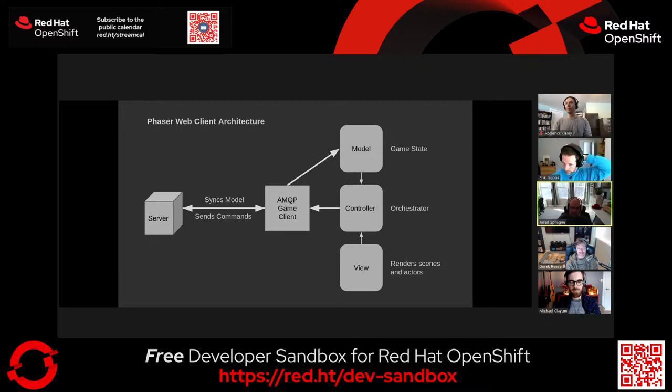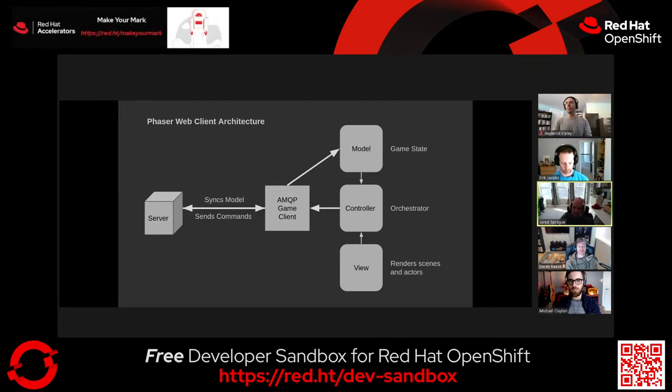The entire model is always on the server. We can do some optimizations in the future where only partial bits of the model get synced to the client because it could be really huge. So the game client is constantly syncing the model. And then we have the controller, which is like the orchestrator. The view takes that model and renders it. So it paints all of the players on the screen and basically the state of the world. And then the controller does any kind of orchestrating, like handling key commands that have to send a command to the server via the game client. That's what that relationship is for.